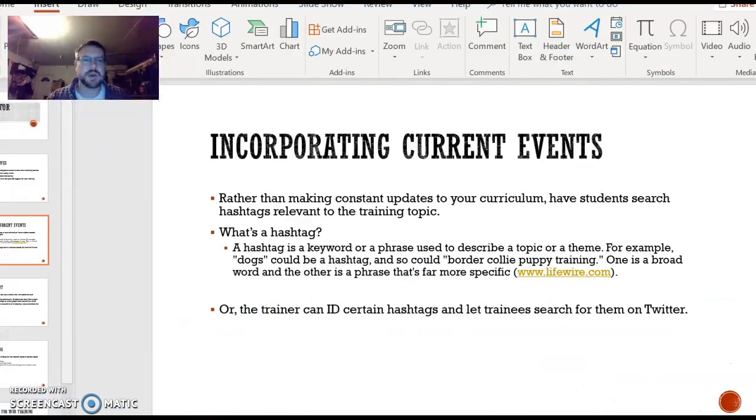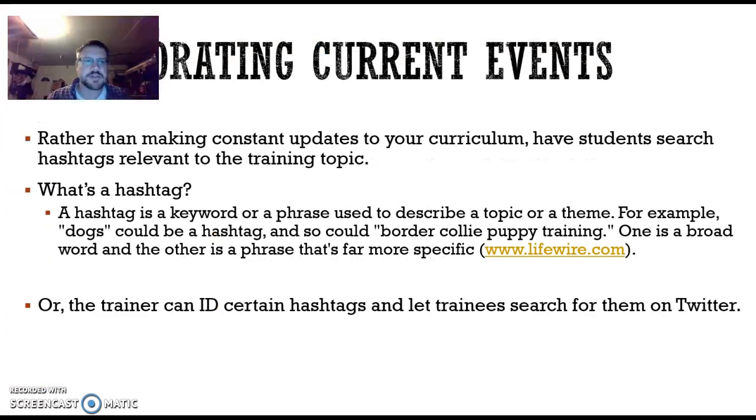Okay, so how can we use Twitter to do things like incorporate current events? Rather than making constant updates to your curriculum, you can have students search hashtags that are relevant to the training topic. As you saw in the example, I used a hashtag employee burnout.